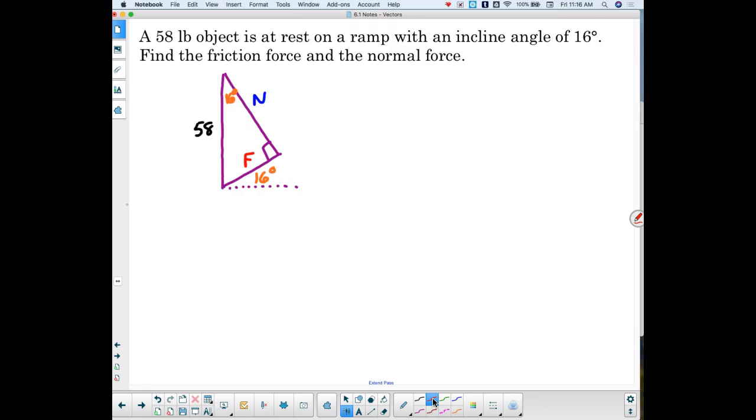How am I going to solve for my normal force and my frictional force? Right triangle trig, yeah. And which one do you want to do first? Normal first? So if I'm doing normal, what am I going to use? Cosine? Cosine of 16 is normal divided by 58.